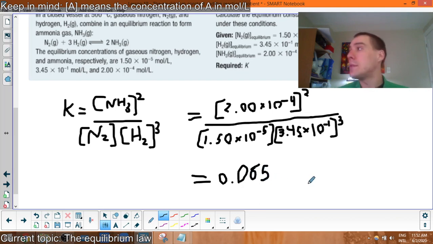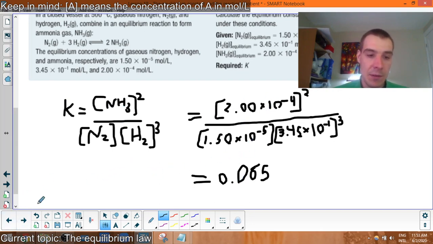as an answer. 0.065. You could actually do it step by step, actually square this, actually cube that, and then do everything step by step together. That might be better for you, but you should get 0.065 as an answer. So try this out with your calculator. If you get something different, let me know, and I could help you how to put it into your calculator correctly. So that's determining the expression for K and calculating that expression using K.